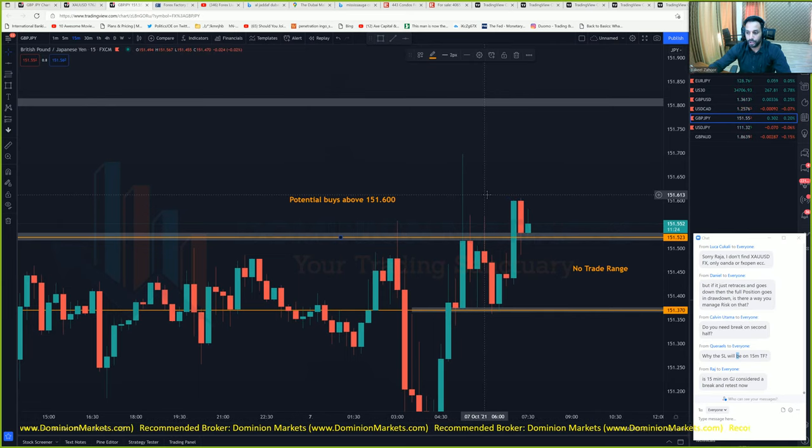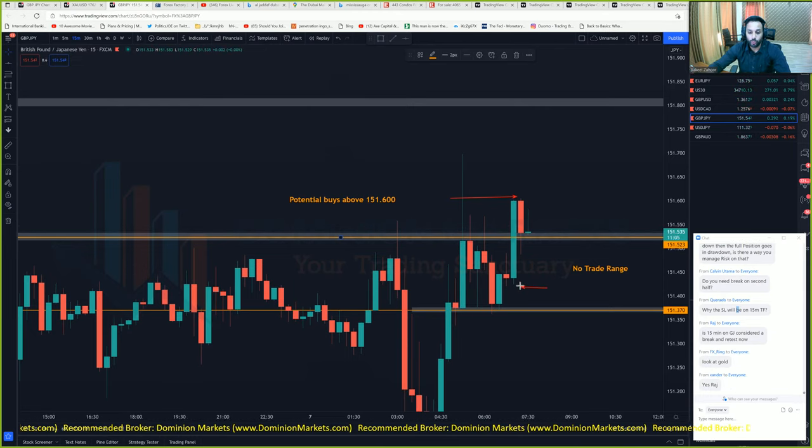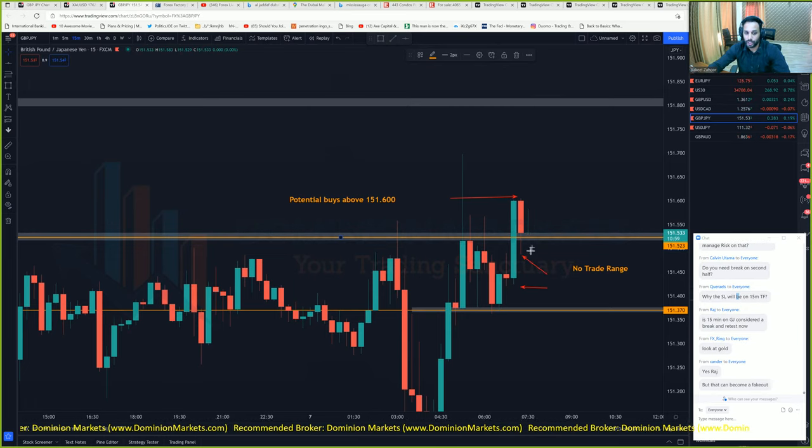Whenever you're trying to take a trade, you have to plan that trade. What's your plan when you take a trade on pound yen? If you're going to take a buy at this point on pound yen, where will your stop loss be? If it's going to be below the 30-minute time frame, or right over here, why will it be over there? If it's going to be below the 15-minute time frame, why will it be there? How are you going to manage risk? What if it goes into drawdown? What are you going to do at that point?